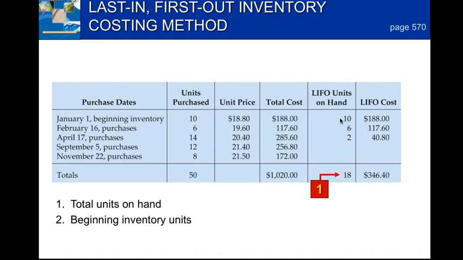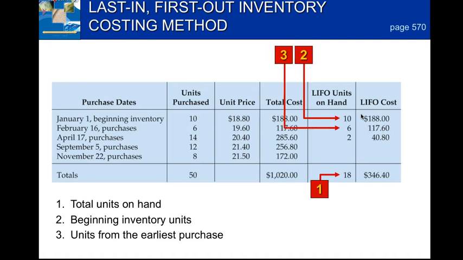Last in, first out. It's kind of confusing, I know. Okay, so we have our beginning inventory units. So we would start from the very first ones we purchased. Okay, we're going to assume that these 18 are from the very first 18 we purchased. So we have 10 from January. Then units from earliest purchase, we have 6 more from February.